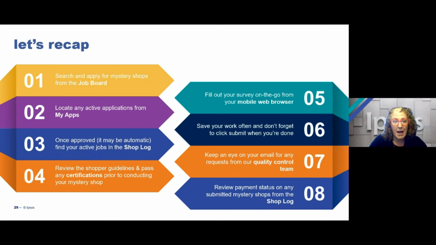If you had to apply, there is that My Apps page that kind of helps you understand where you are and what your status is with that application, so you can check that at your convenience. We also talked about finding any active jobs in your shop log, just so that you know what you have and you can stay organized, as well as ones that have been processed and you've submitted, so that you know where you are with the process of receiving payment.